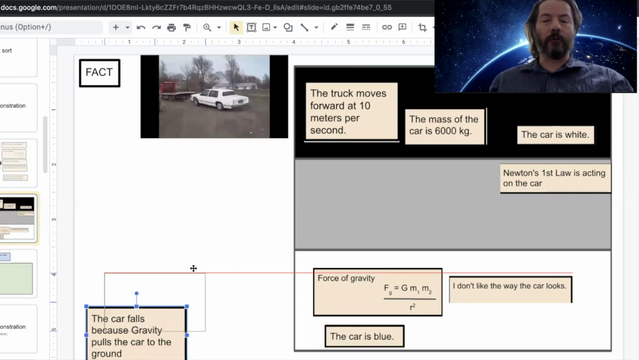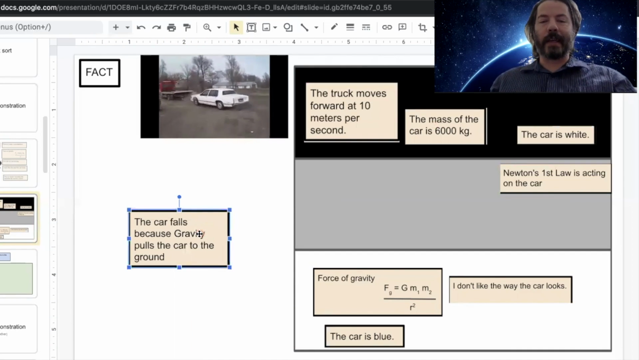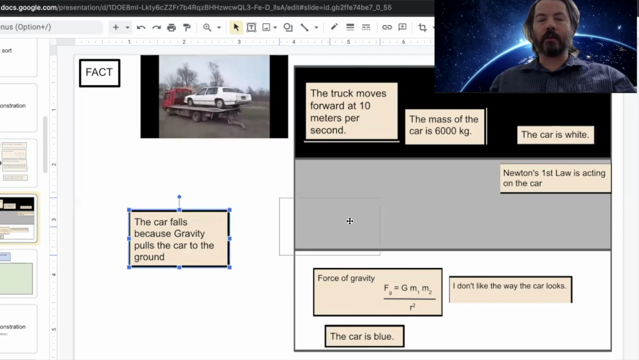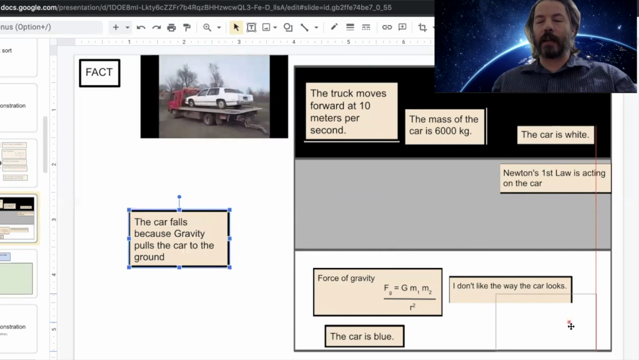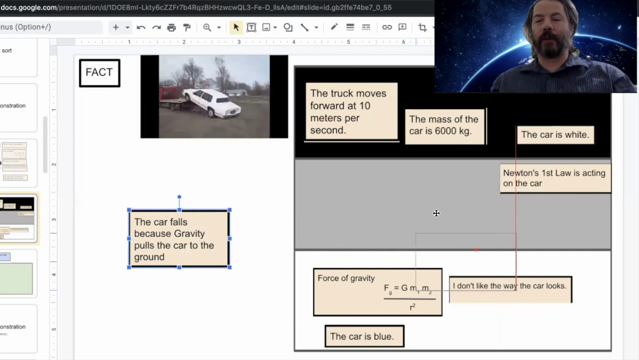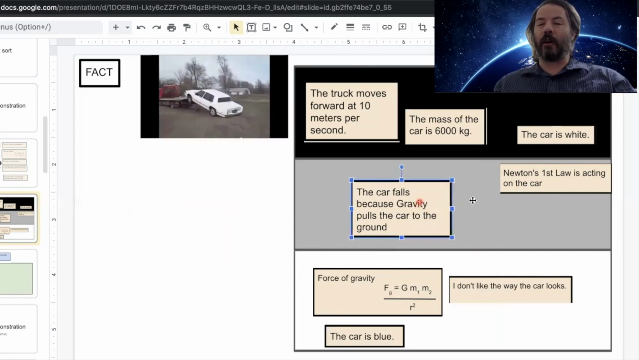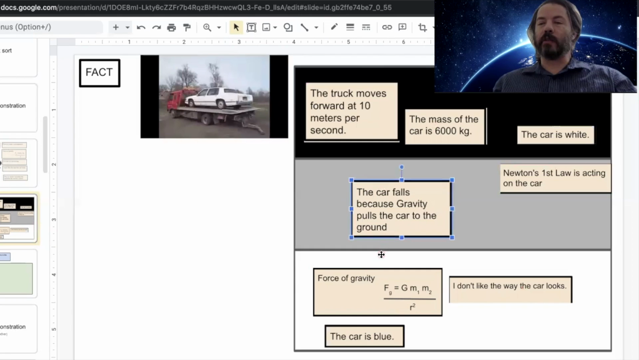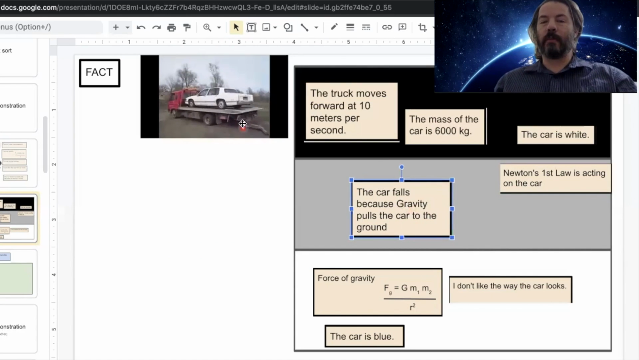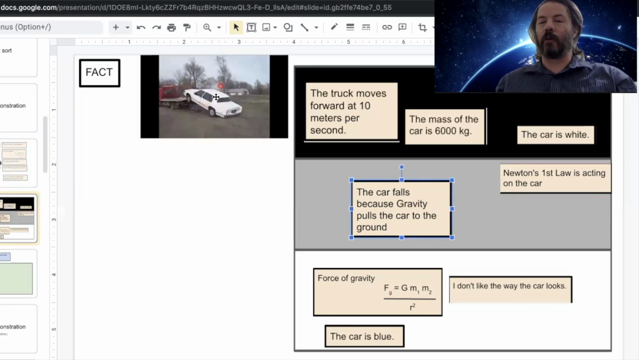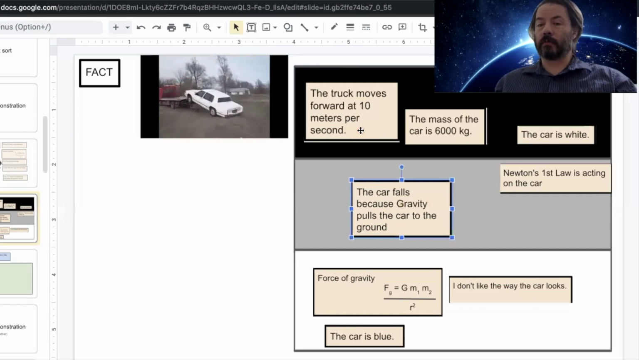The next one, the car falls because gravity pulls the car to the ground. That sounds like an explanation. Yes, gravity is acting. I know that, but that's not so much a fact as it's kind of a fact. You see how we might be able to argue where this falls, but is it a measured reality? Is it a measurement that we can actually observe or make from this image? No, so it does not fit up here.